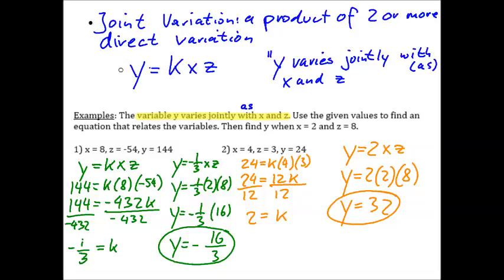Hopefully you came up with the same answer. 24 is equal to k times 4 times 3. Multiplying this out, we get 24 is equal to 12k. Dividing both sides by 12, we get 2 is equal to k. So our equation is y is equal to 2 times x times z. Plugging in 2 and 8 for x and z, we get y is equal to 2 times 8, or in other words, y is equal to 32. And that is your answer.